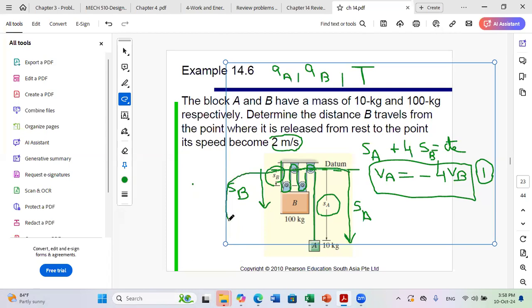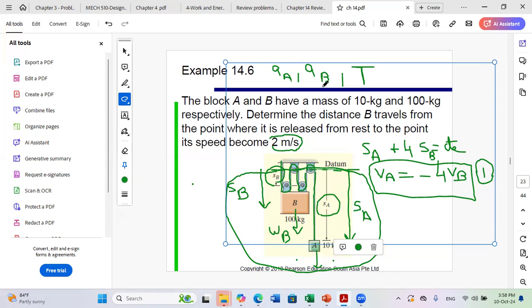If we take it as a whole, and if we consider the whole system, why do we have an advantage in considering the whole system? If we consider the whole system, the only forces doing work will be the weight of B and the weight of A. Can you tell me why?